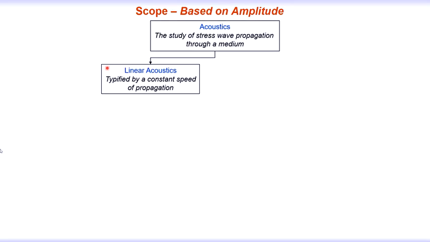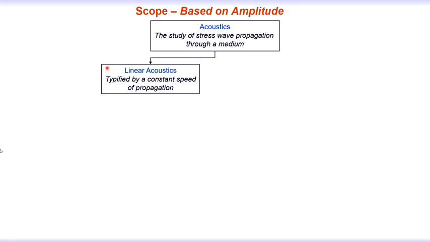Consider first acoustics based on the amplitude of the sound, that is, how loud is the sound. When the amplitude is low, the speed of propagation of the stress waves through the medium is constant. For air at standard temperature, sound waves of typical amplitudes travel at a constant speed of about 340 meters per second. We call this linear acoustics. Linear because we can use ideas like superposition of two sound waves, and the resultant is just the addition of the two individual waves.